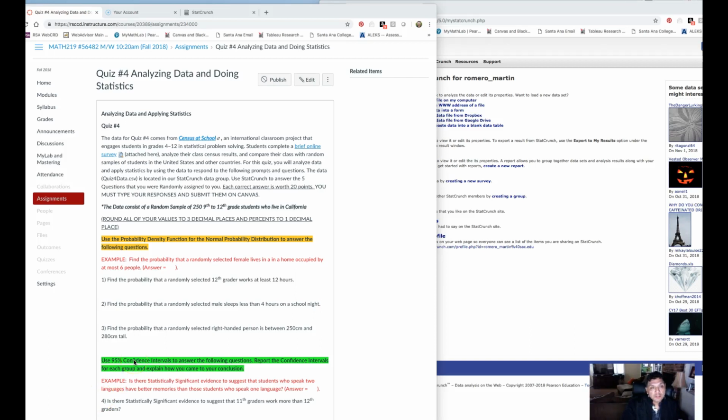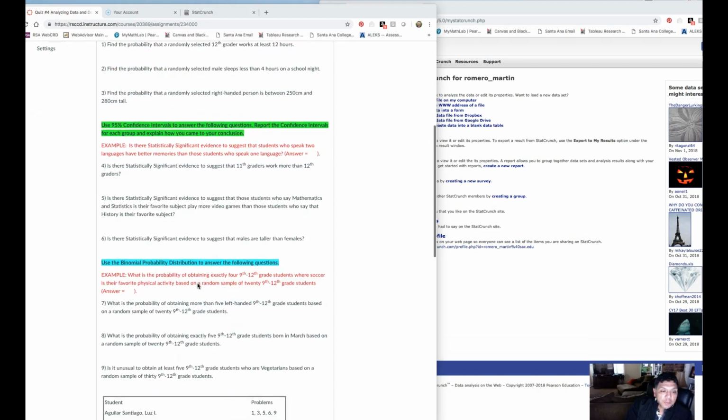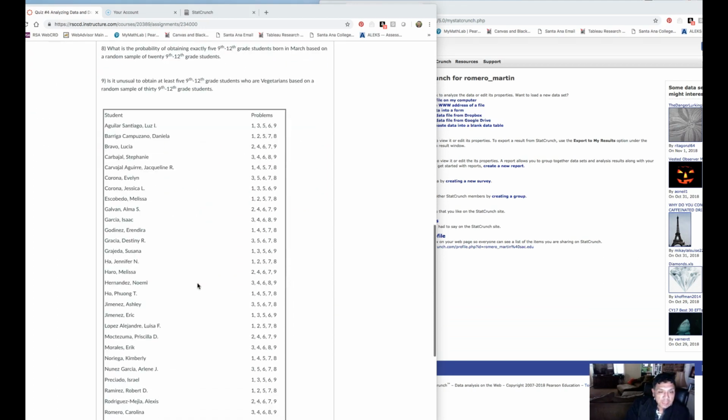This is the Introduction to Analyzing Data and Doing Statistics quiz. So when you get to the quiz, you have the instructions here, and I want to make sure you understand what's going on with this assignment. Once you get here, you'll notice that there are 9 problems. I've assigned 5 problems to each person.